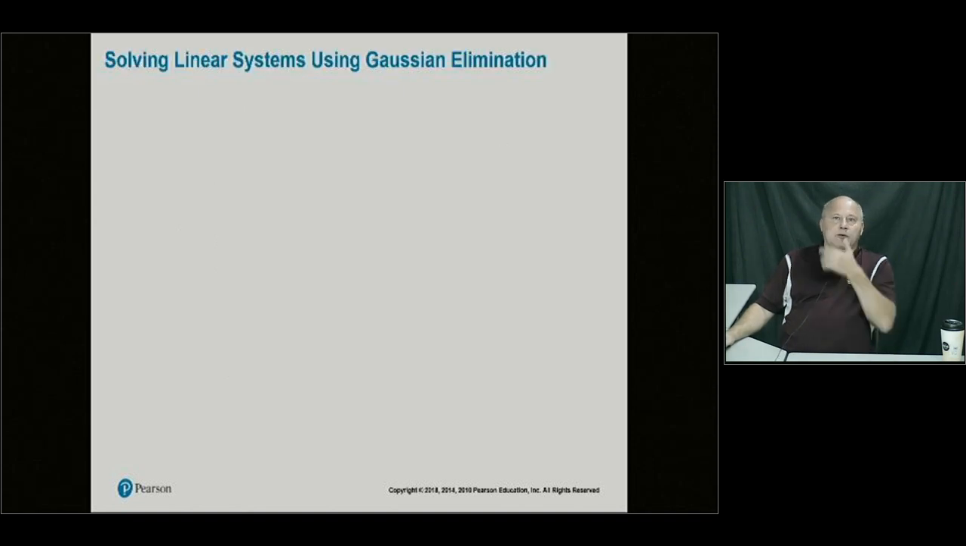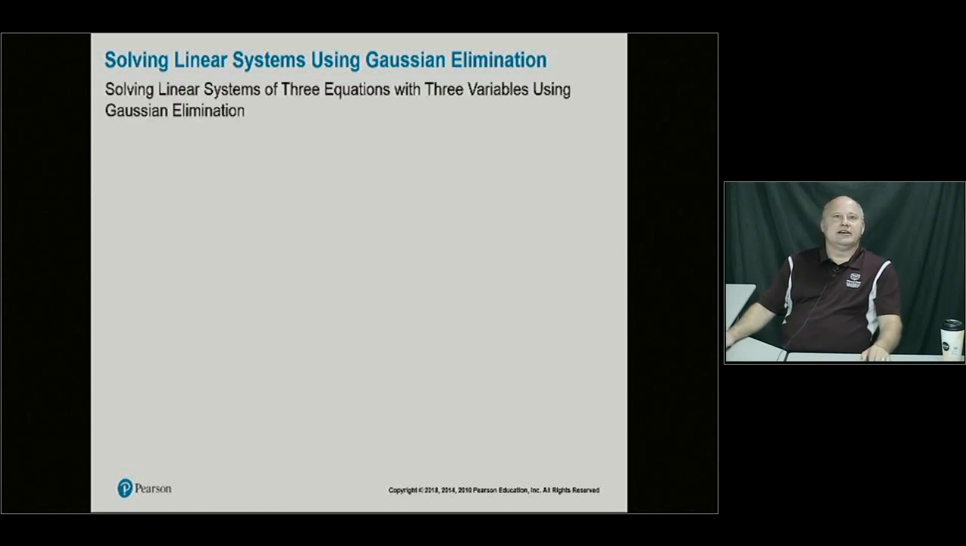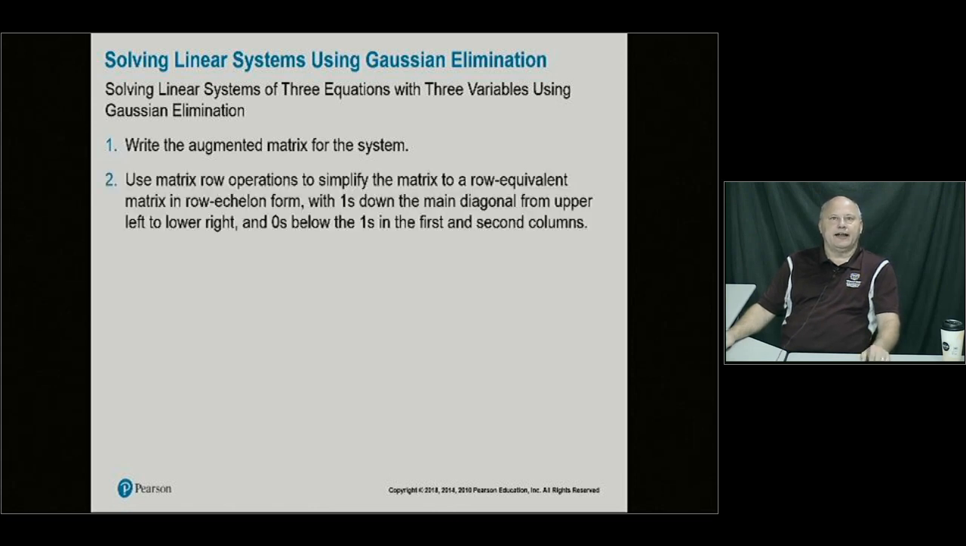Okay, so this is solving a linear system by using Gaussian elimination. So how do we do this? If we're going to solve a linear system in 3 equations with 3 variables using Gaussian elimination, we want to write the system as an augmented matrix, and we learned how to do that.